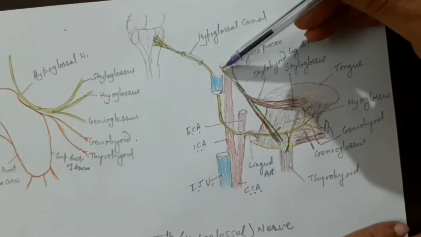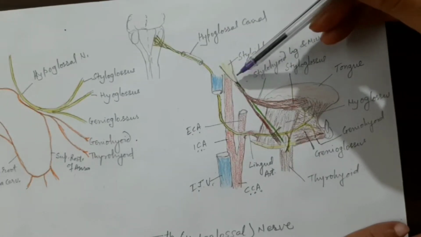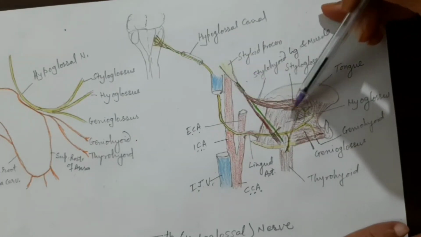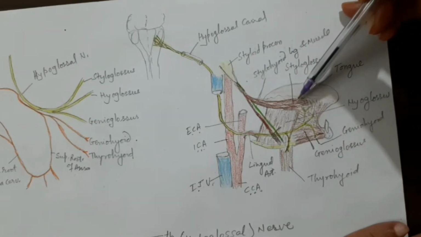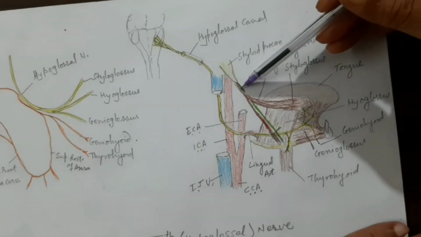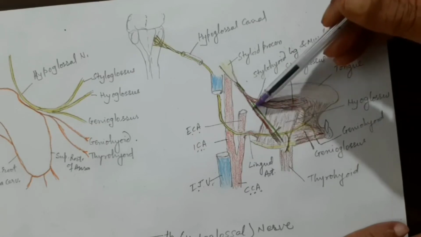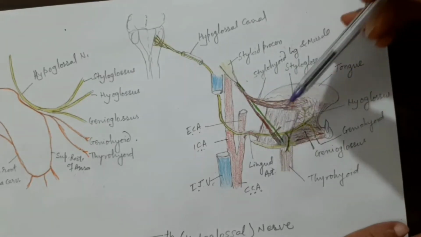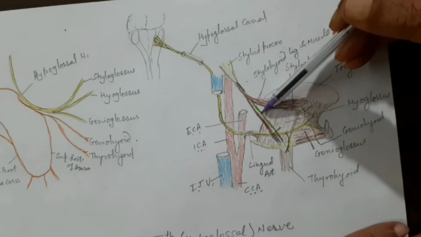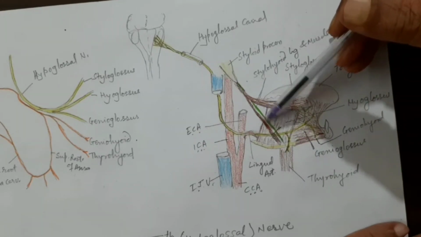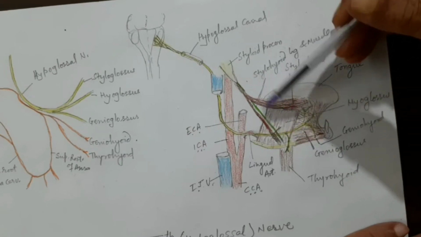You can see this is the styloid process here. From the tip of this, many structures are taking origin. This is the styloglossus muscle which is going to the tongue. This is the stylohyoid muscle, and this green band of fibrous tissue is the stylohyoid ligament. So this is the stylohyoid ligament and the stylohyoid muscle is here.